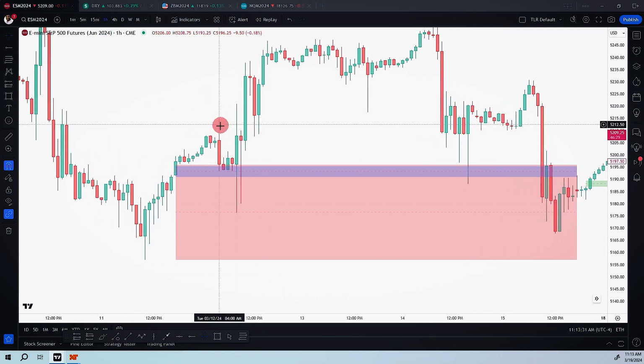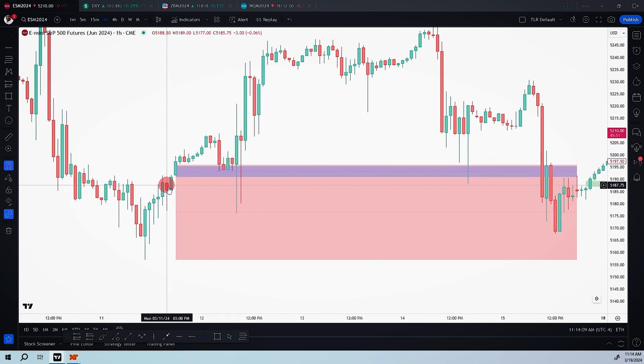The first time we came back into it was on the 12th during the London session. During London, we traded back down into a 1 hour fair value gap right there. And then on this candle right here, we dropped down slightly below that low, then pushed back up.